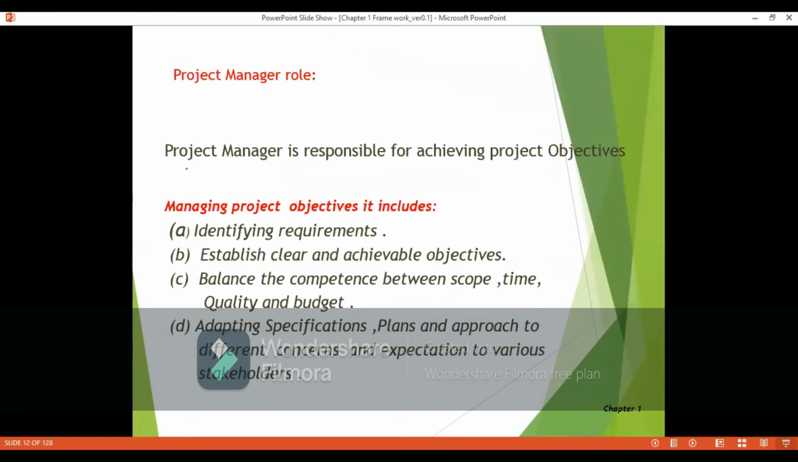Project management is responsible for achieving objectives. The objectives of project management are known as how to identify requirements. So what are the requirements that the client needs in order to produce the specification? Project management should establish clear and achievable objectives. You should be able to balance the scope, the time, the budget, the quality, the new triple constraint. You should be able to formalize the specification: what has been required is to be delivered.